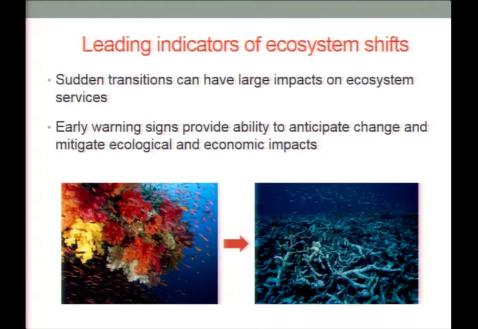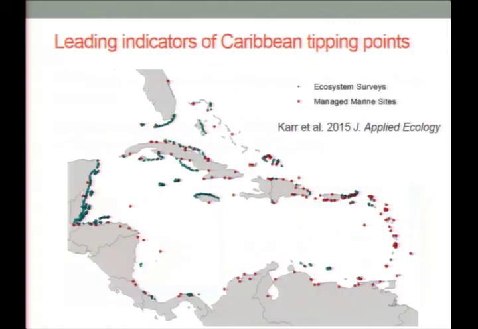Okay, so for the remainder of the talk, I'd like to talk about some work on leading indicators of ecosystem shifts. Because ecosystem transitions can have large impacts on ecosystem components and ecosystem services, there's been a lot of interest in developing early warning signs of ecosystem transitions so that we can anticipate the change and potentially mitigate the ecological and economic impacts of those transitions.